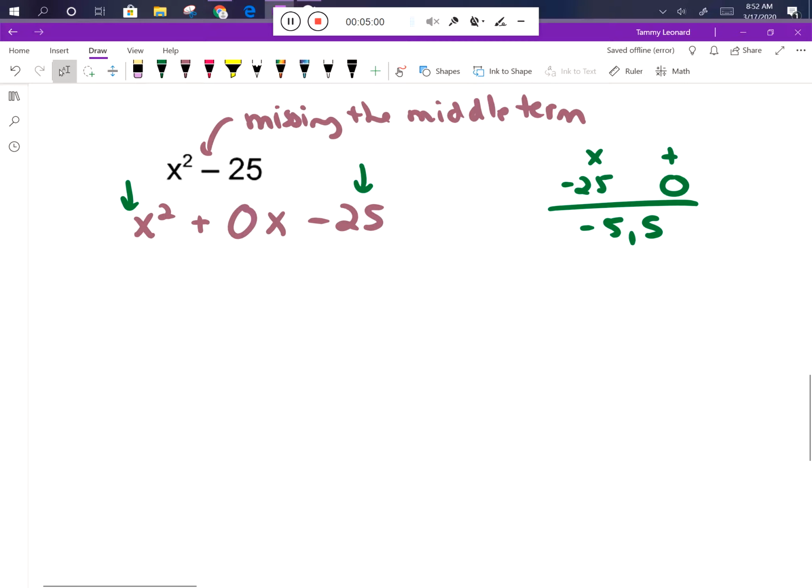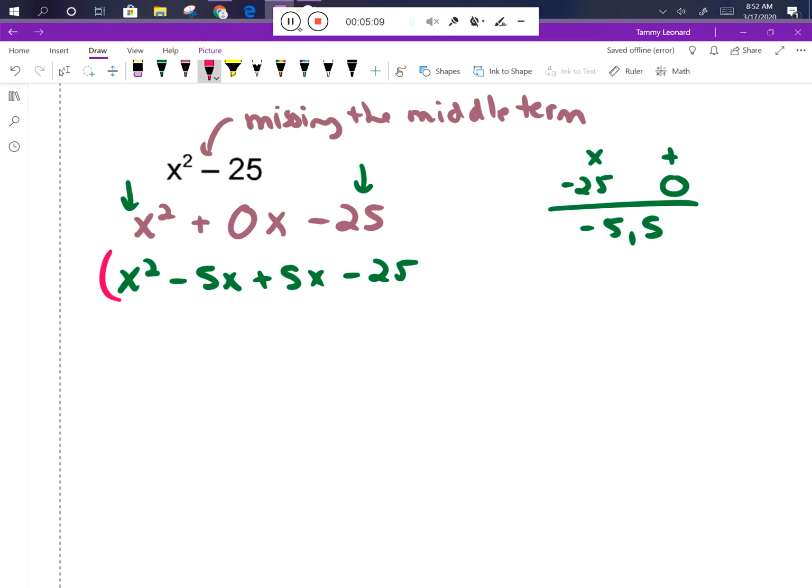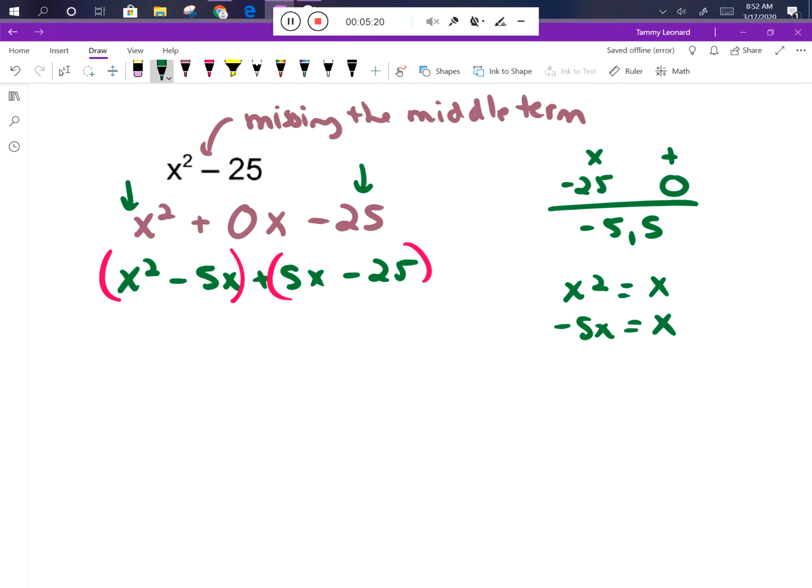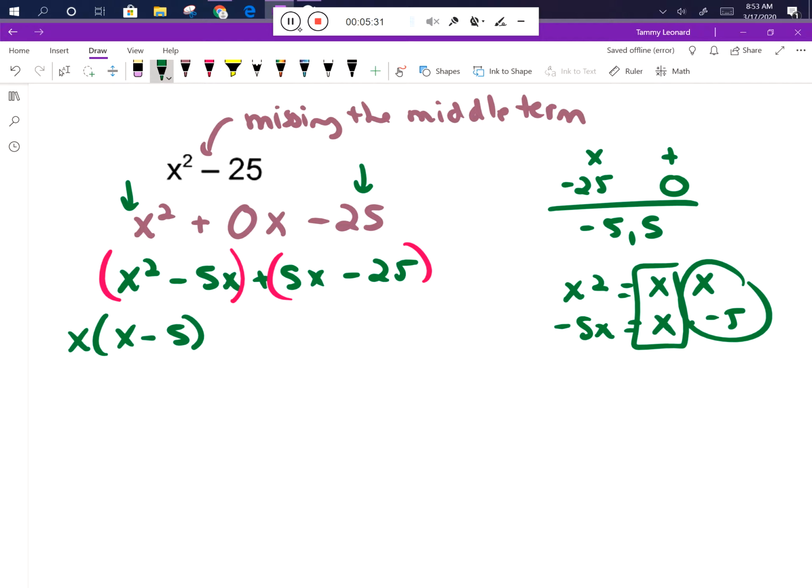So I'm going to have x squared minus 5x plus 5x minus 25. And then I'm going to put in my parentheses to turn this into the two binomials. So I'm going to write x squared and negative 5x off on the side so I can identify their greatest common factor as x and the other factor as x and negative 5 respectively. So x is what I factor out, and x minus 5 is what's left inside the parentheses.